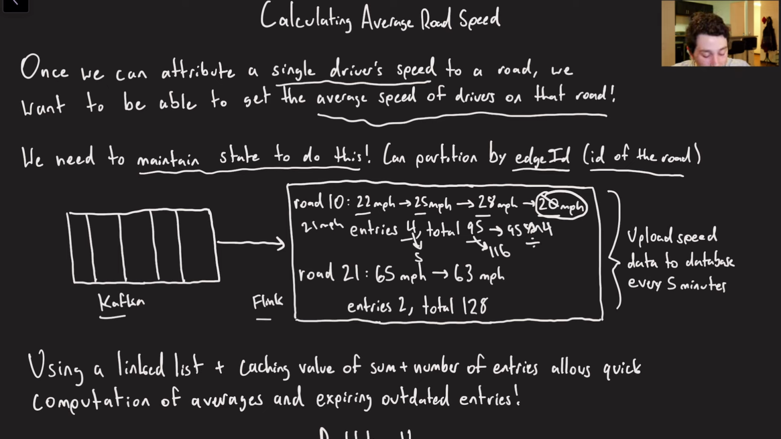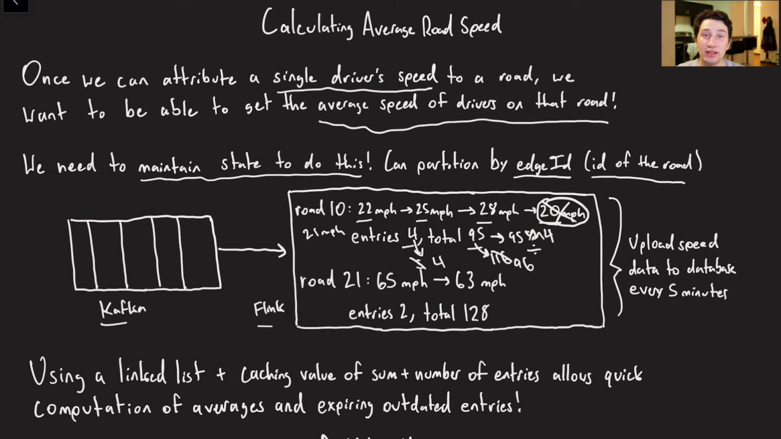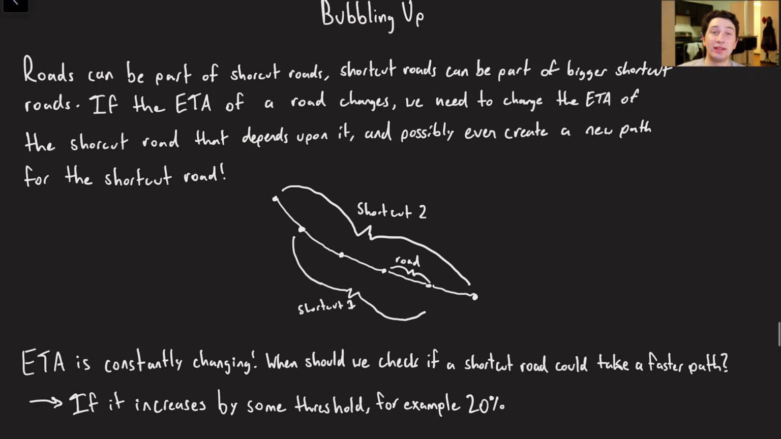Similarly, if the 20 miles per hour was outside of the active time range, right, it's older than 5 minutes, we can remove it from our linked list very easily because it's at the edge of it, and that's going to be O of 1 for removing. We can subtract the number of entries by 1. Now we're back to 4. And now all of a sudden, we are back to 96 in terms of our total. So hopefully you understand my rationale behind algorithmically efficient data structures in Flink here for calculating that average.